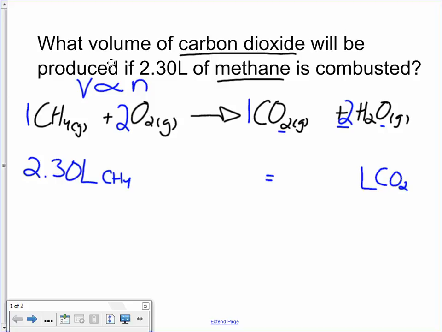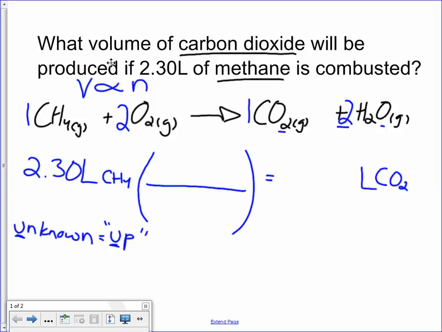We have to use the mole ratio to figure this out. So an easy way to remember when you're setting up a mole ratio is that your unknown, the thing that you're solving for, I always remember unknown goes up in the numerator. So U and U. So the one that we're looking for is the one that needs to be in the numerator. So we multiply this by moles of CO2 divided by moles of CH4.